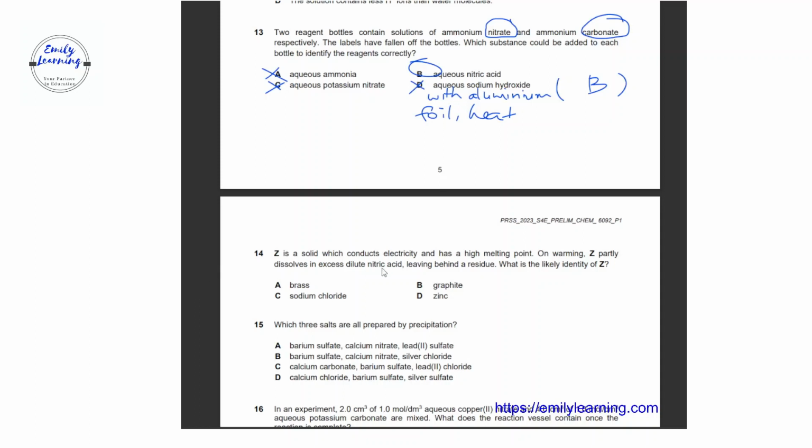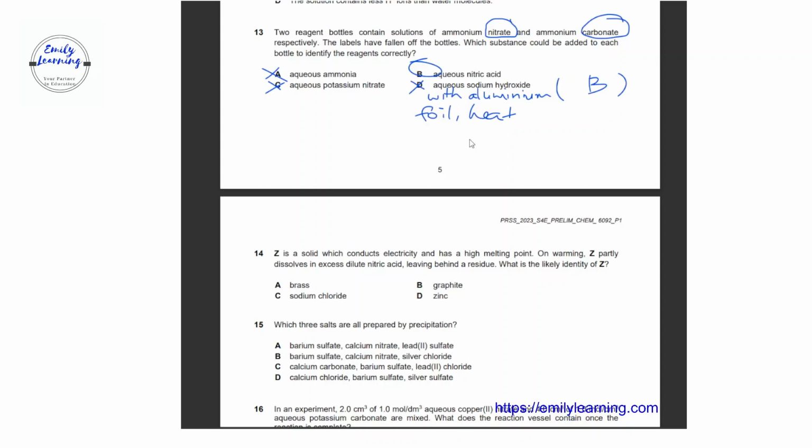So in other words, if you want to test for ammonia, or if ammonium is present and you add aqueous sodium hydroxide and aluminum foil and you warm, it will also produce ammonia gas. Because you don't need aluminum foil, you just need sodium hydroxide and warm to give ammonia gas if you have ammonium ions. So whether you put aluminum foil or not, it will also produce ammonia gas.